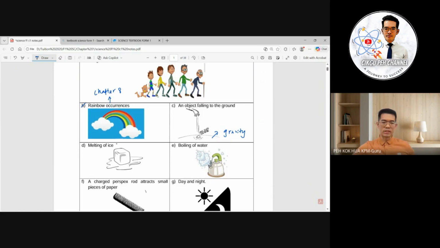Melting of ice and boiling of water. All of these are physical changes of water. For these physical changes, you are going to learn in Chapter 5. Physical change is a change of state. Melting is melting, boiling is boiling, so this change is also one of the scientific phenomena.